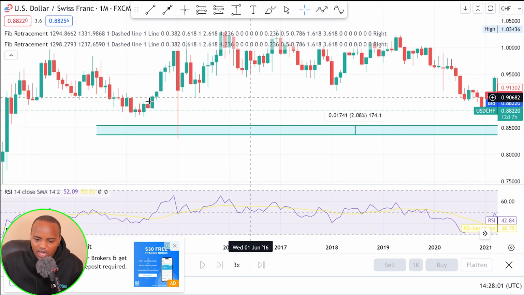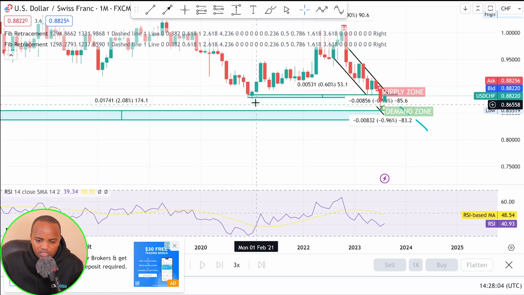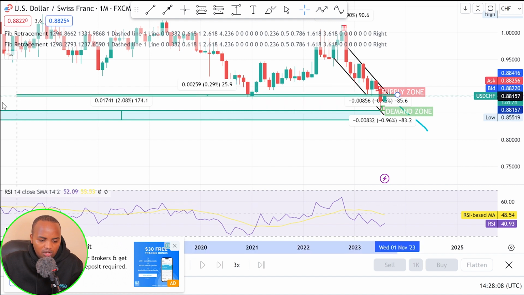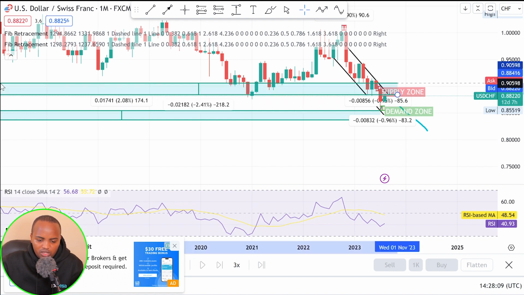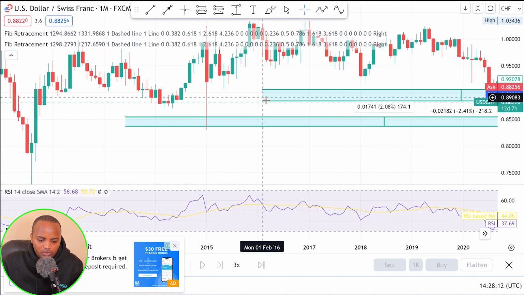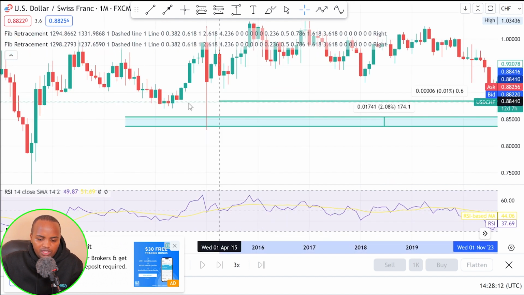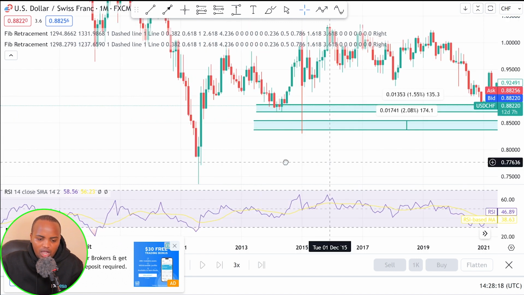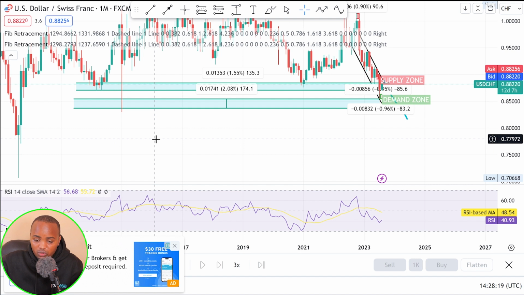So you can see we have something else here across this area. This region was tested actually. Let's see, I want to cross it to this area. So you can see that this one forms a very nice demand zone over here.